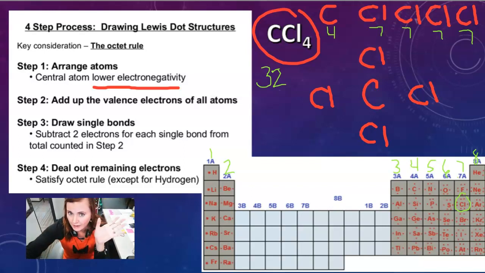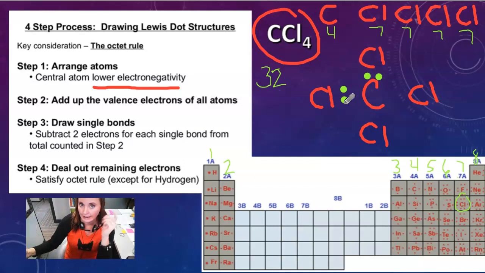They don't need more than 8. They can't have more than 8. They can only have 8. Okay, so I'm going to start by just drawing electrons. Every time you put 2 electrons together like this represents a single bond.